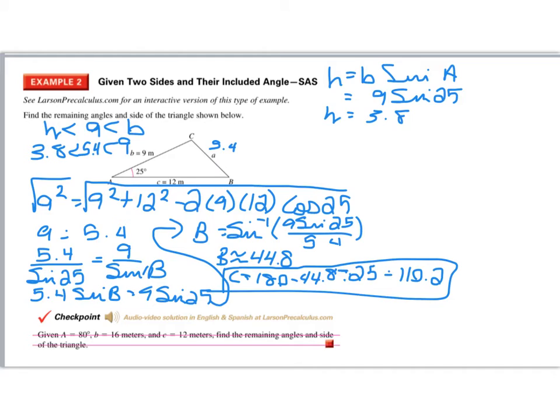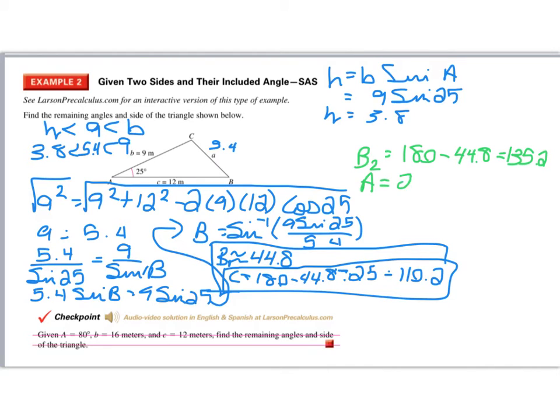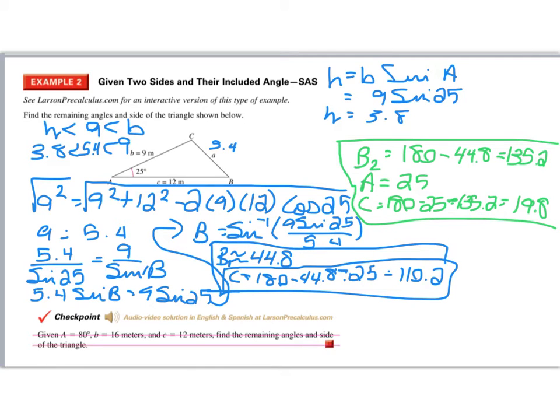And so our next solution, that's for B1 and B2. Oops, I should have highlighted this. This is B1. So this is the complete solution. We already knew what A was. For our next one, for B2, we're going to go 180 minus 44.8, which equals 135.2. And we already know A is 25. So C is going to be 180 minus 25 minus 135.2, which makes it 19.8. That gives you your two solutions. Go ahead and pause, and let's see if you can get the checkpoint.